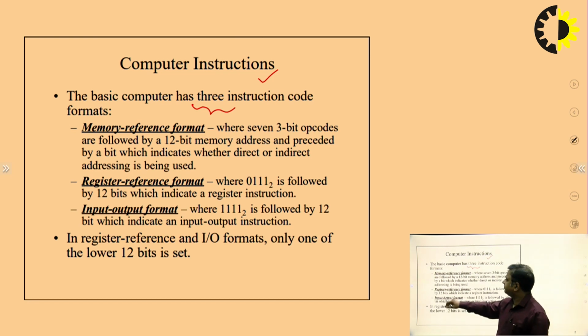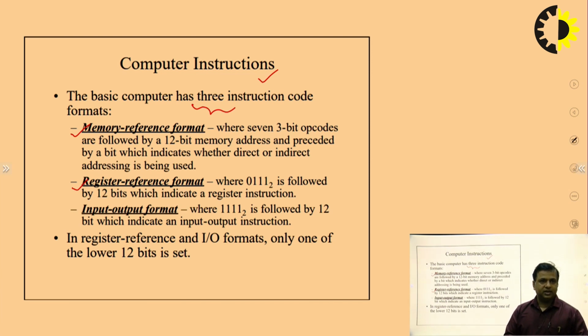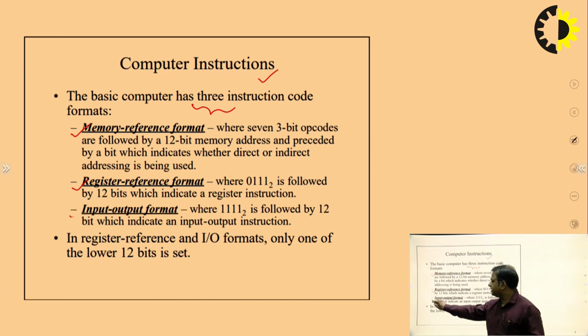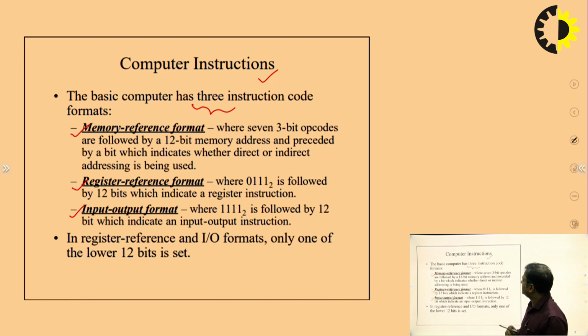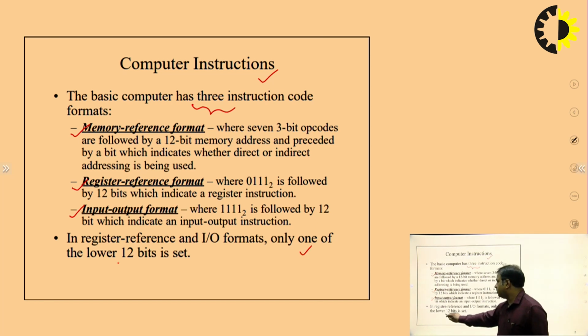Number one is the memory reference format, that means the memory related instructions. Second, the register reference format, that means how the data is going to be transferred from the register. Third is the input output format, that is how the data is going to be transferred from input output devices to the CPU or vice versa, right? So basically we have three types of instruction code: memory reference, register reference, and input output reference. In register reference and input output formats, only one of the lower 12 bits is set.